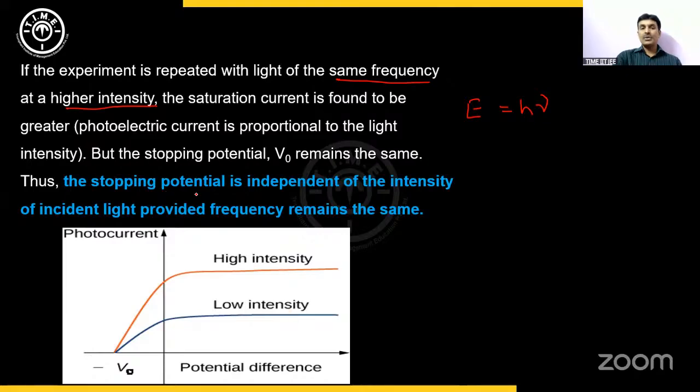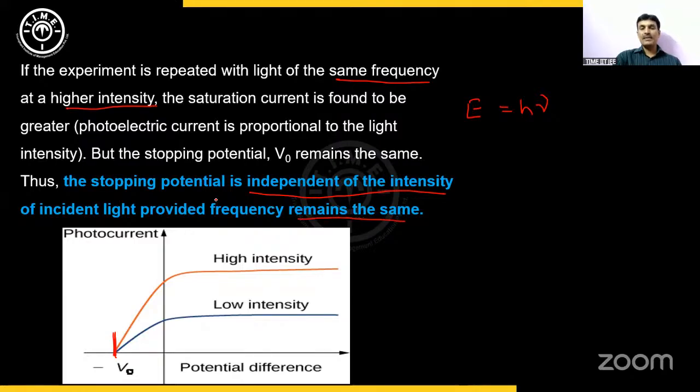So stopping potential is independent of intensity. For both, you can see the stopping potential is the same. Saturation current is varying. What about the stopping potential? Stopping potential is the same for both radiations because their frequency is the same. So stopping potential is independent of the intensity of the incident light, provided the frequency is maintained the same.